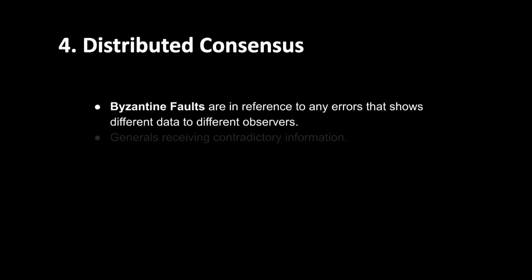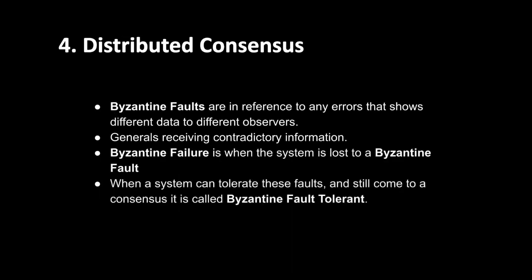So Byzantine faults are in reference to any errors that show different data to different observers, and Byzantine in general is receiving contradictory information. A Byzantine failure is when the system is lost to a Byzantine fault, and when a system can tolerate these faults and still come to consensus, it's called Byzantine fault tolerant.